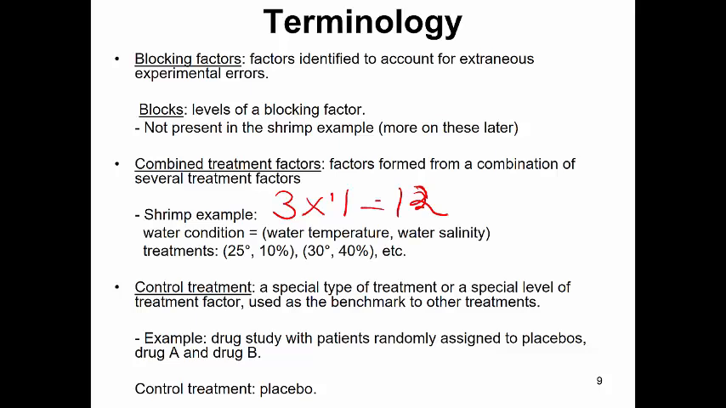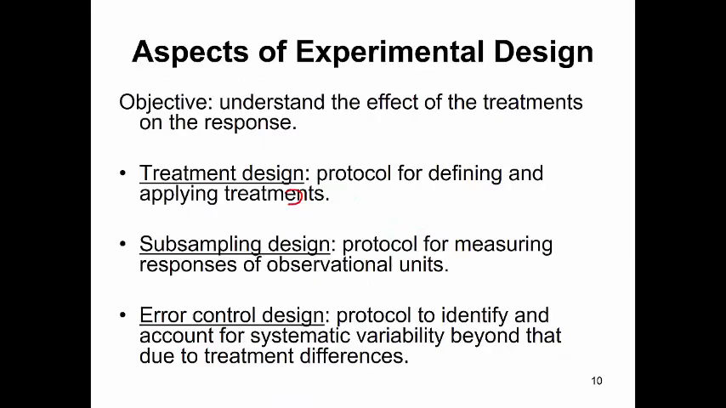Again, we have response, we have some treatments, the overall treatment factor, and then we have also some blocking factors that we'll talk about. In terms of aspects of experimental design, the objective here is to understand the effect of the treatments. So that's what we're trying to do with this design of experiments. We have treatments that we're trying to understand their impact. And in order to do that, we're trying to set up the best design possible to look at that. So we have these different types of designs, and we'll talk about these this semester. A treatment design is just a protocol for defining and applying treatments. Okay, so it's whatever protocol you're doing for that.